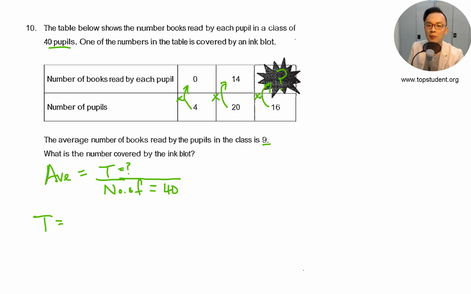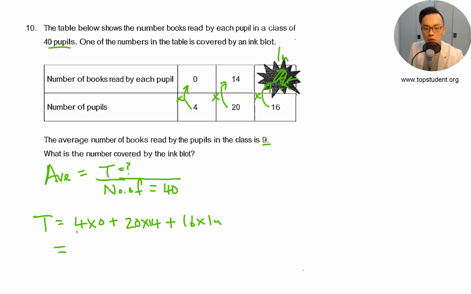That's the total number of books, because if 4 pupils read 0 books, that's 0. 20 pupils read 14 books, so that's 20 times 14. And then 16 pupils read this question mark number of books, so it's 16 times question mark. Instead of question mark, I'll just use 1u because that's something you're familiar with. So total is 4 times 0 plus 20 times 14 plus 16 times 1u.